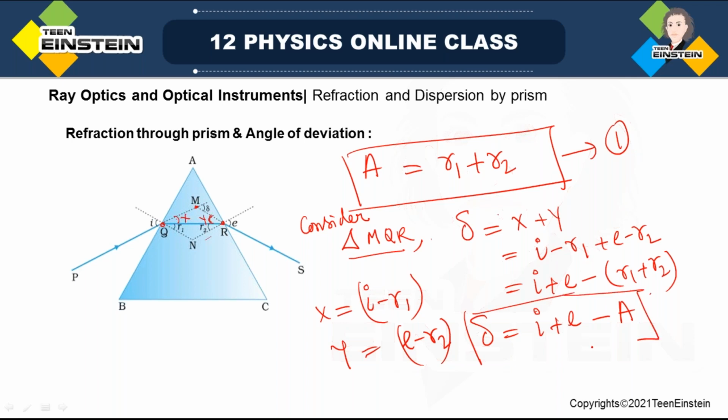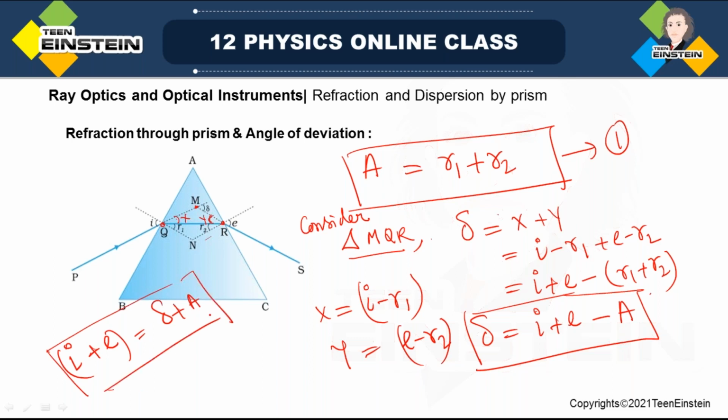So this is the relation between all these four parameters: angle of incidence, angle of emergence, and angle of prism with delta. Okay. So look what we get. We get that the sum of the angle of incidence and angle of emergence is equal to the sum of angle of deviation plus angle of prism.